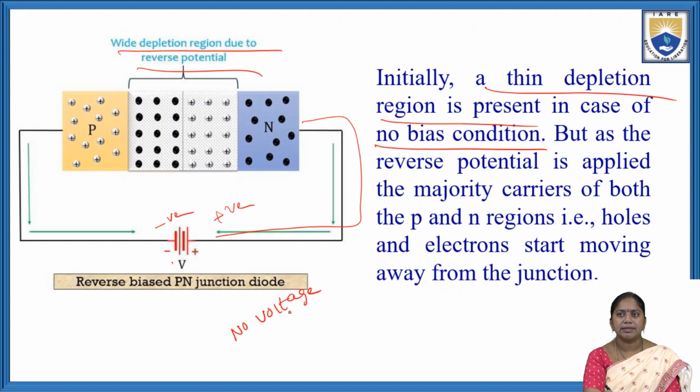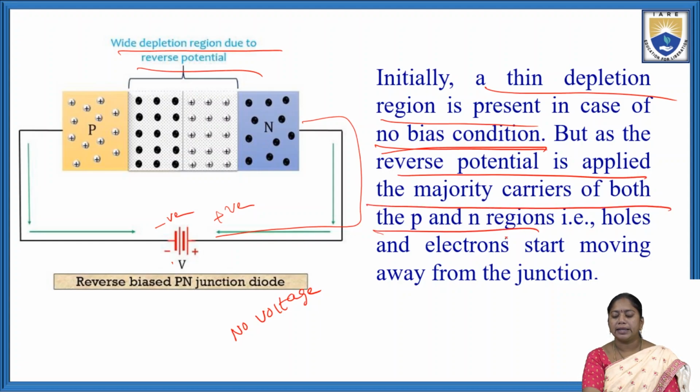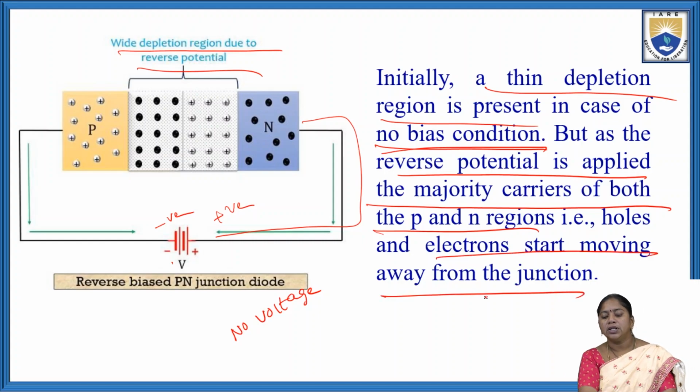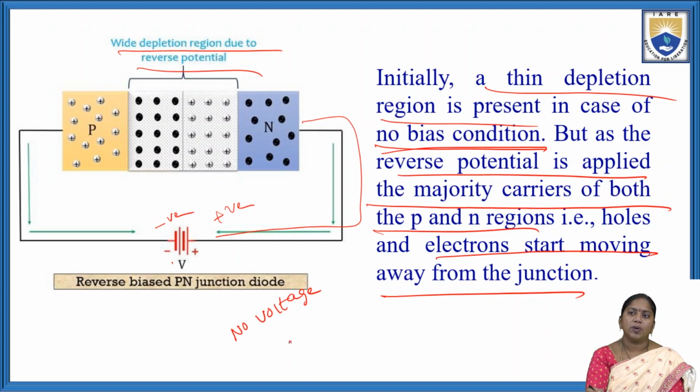Initially, a thin depletion region is present in the no bias condition, but as the reverse potential is applied, the majority carriers of both the p and n regions start moving away from the junction. P-type means the majority charge carriers are holes, and n-type means the majority charge carriers are electrons. So the holes and electrons start moving away from the junction.